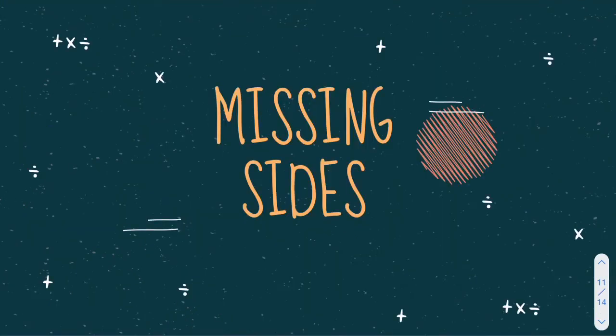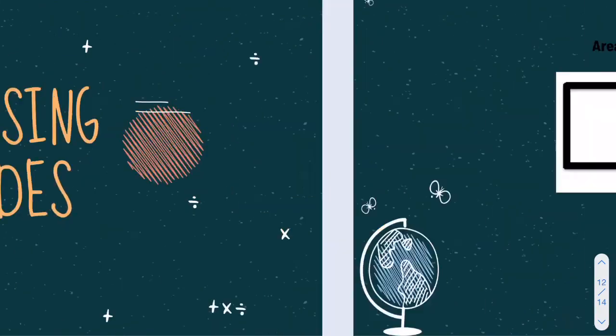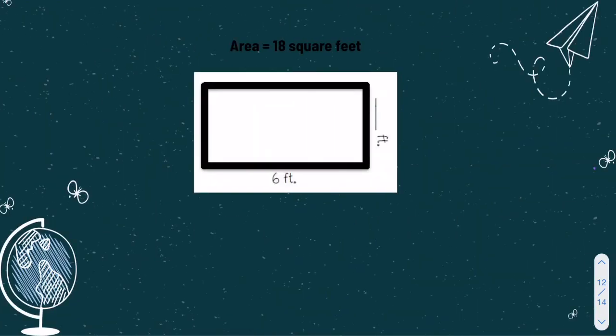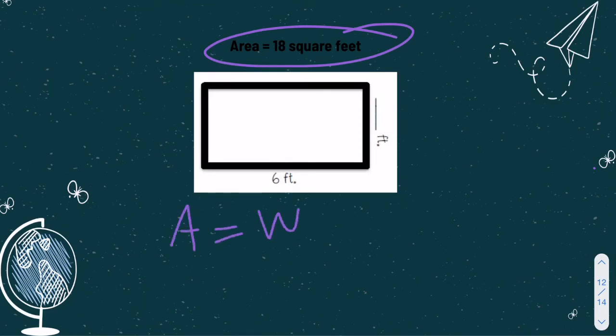So onto those missing sides that I was talking about. Sometimes they'll give you a shape, a closed shape, so we know we can definitely find the area of it. And they'll give you the area, and then they'll give you either the width or the length. And you have to decide which one they've given you and which one you need to solve for. So, for example, this shape they've given us, it's a closed rectangle, and they gave us the area. See how our area is in square feet? So if I know area equals width times length, I can just plug in the A for area, which is 18.